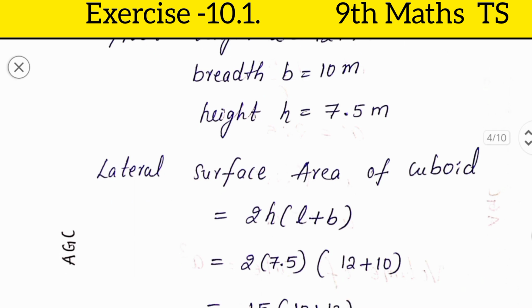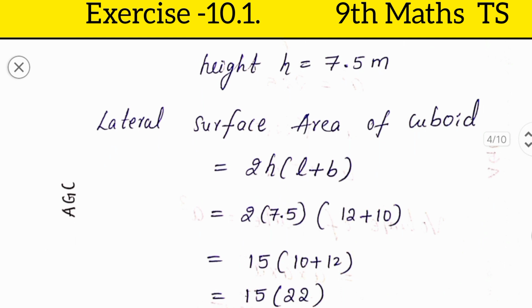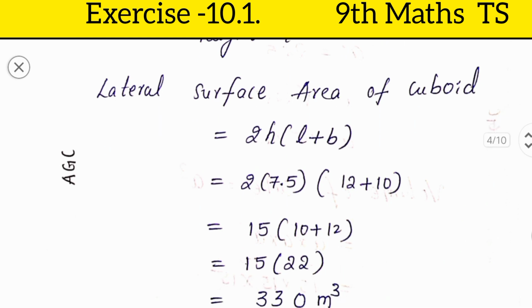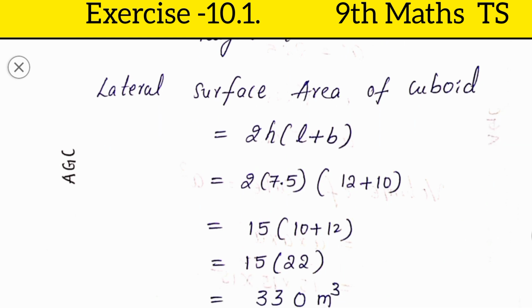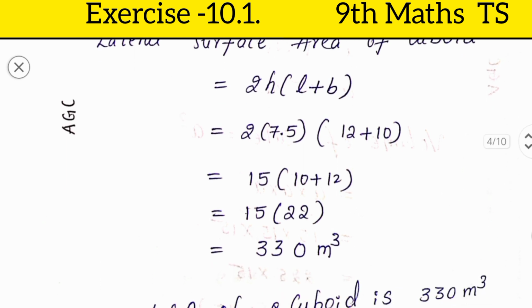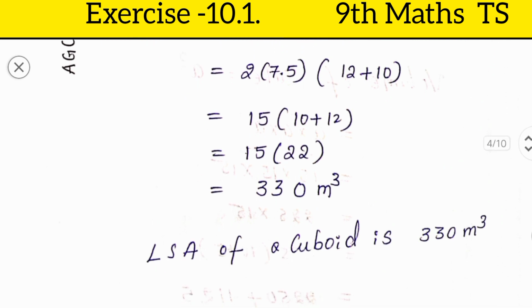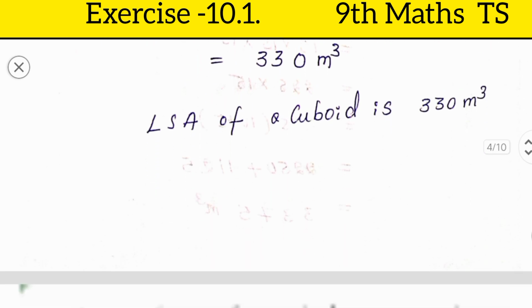So I have written it here. 2 of 7.5 of 12 plus 10, that is equal to, 7.5 2 times becomes 15. Okay, then you come to the bracket part. So 12 plus 10 is nothing but 22. So 15 times 22 is nothing but 330 square meters. This is your answer. Okay, so the LSA of the cuboid is 330 square meters. So that's all about this.